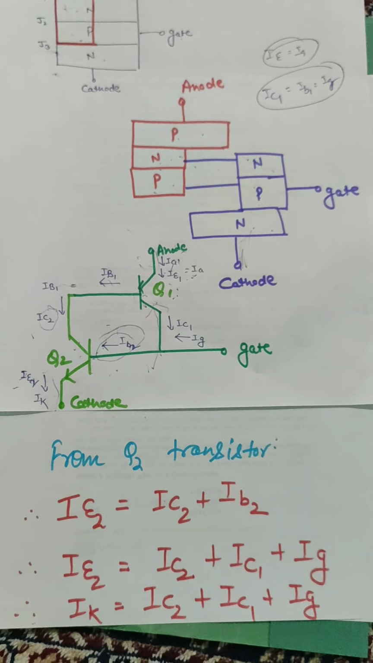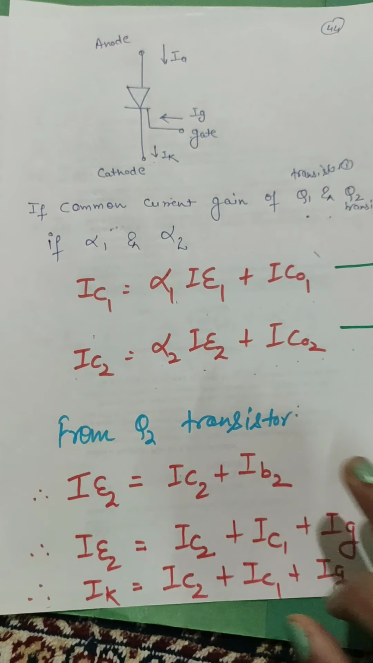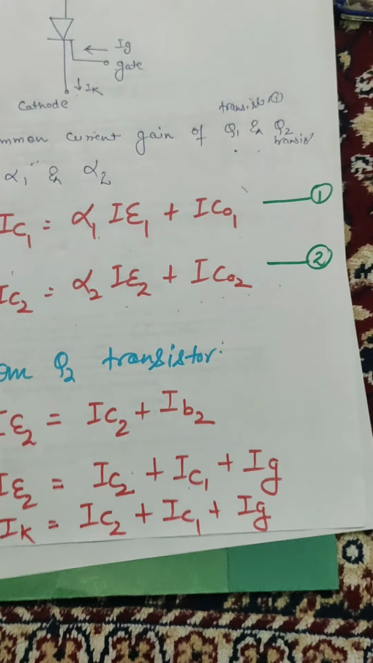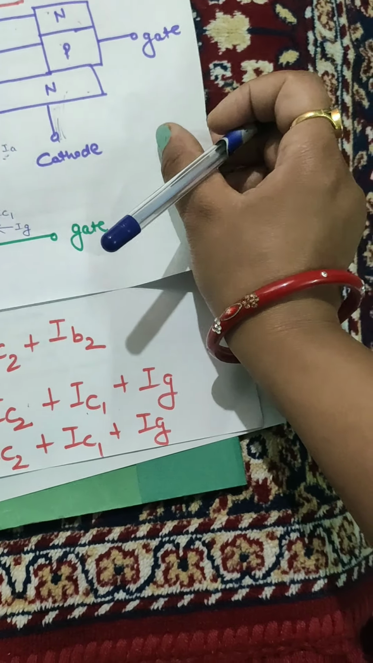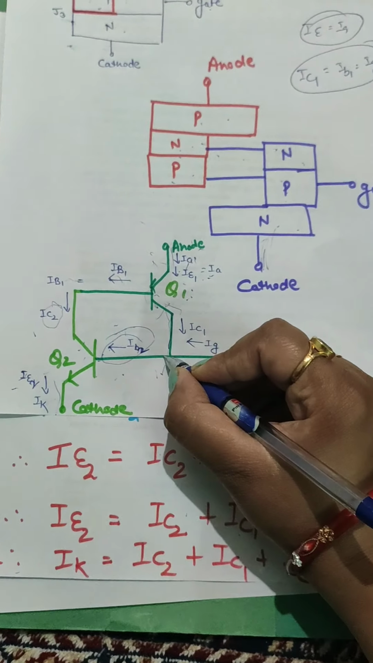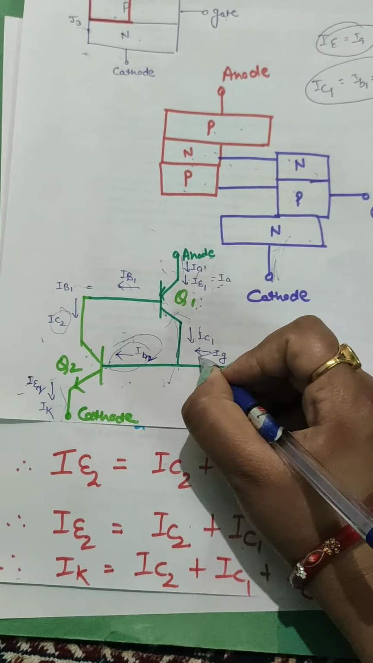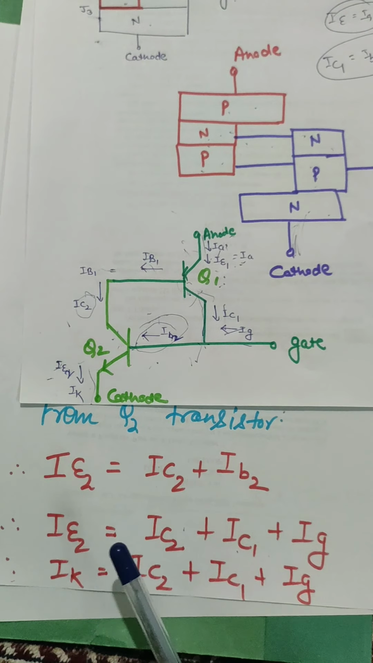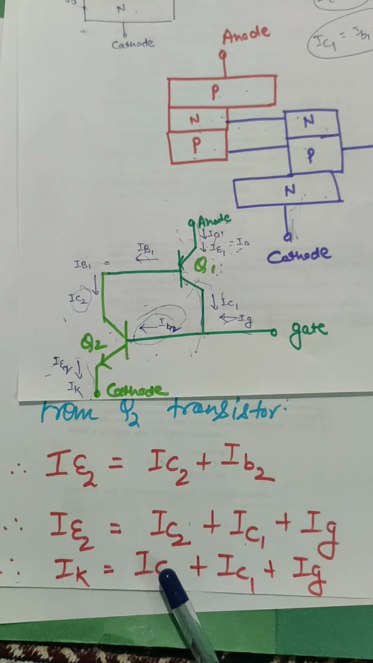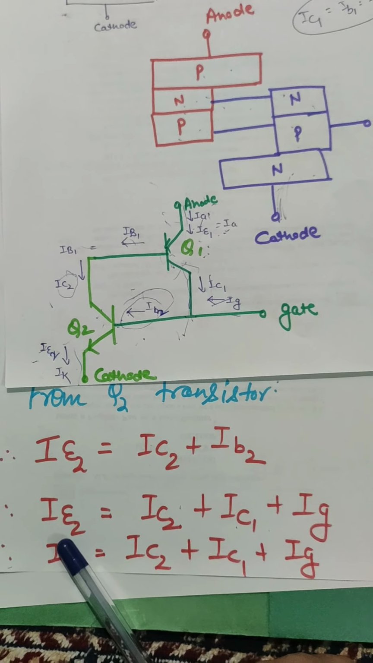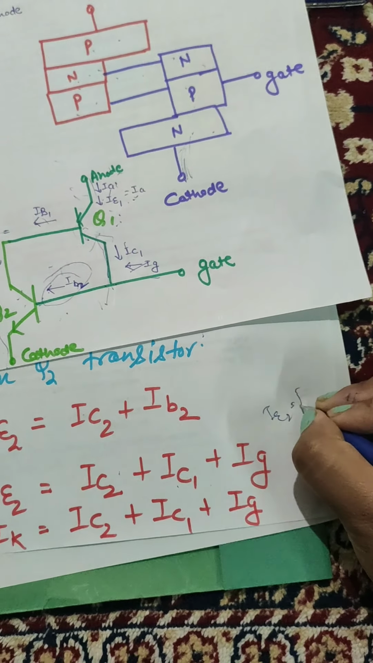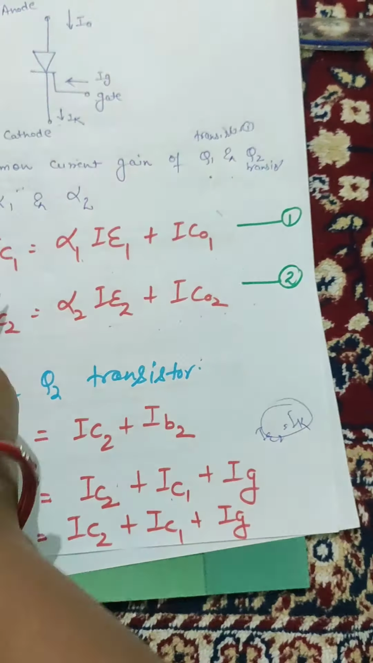Then IE2 equals IC2 plus IB2, and IB2 is IC1 plus IG. You can see that IB2 is the combination of IC1 and IG. So IE2 is IC2 plus IC1 plus IG, and IK is equal to IE2. IE2 equals IK, the cathode current.